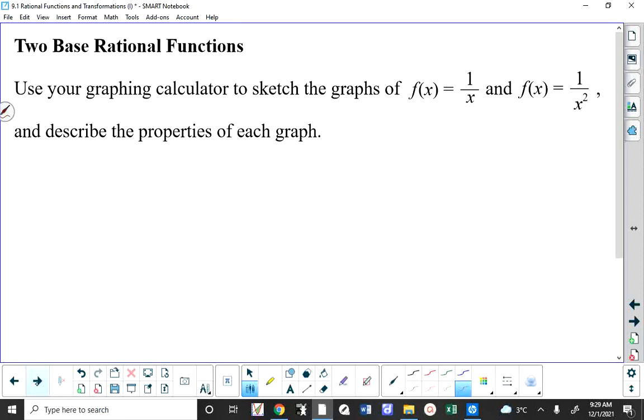I don't know if I used the word base in your notes. I suspect I changed it to basic, correct? Yeah. Later on in your notes, I do use the word base. I decided before I printed this out last night to change the word from base to basic because I didn't want you to think this has anything to do with exponents. Okay? This has nothing to do with bases of exponents. I'm just saying this is the building block for rational functions.